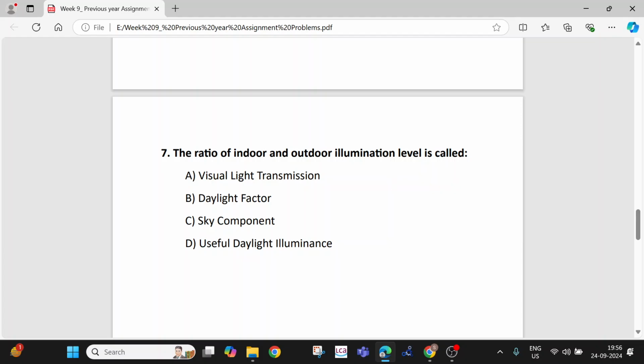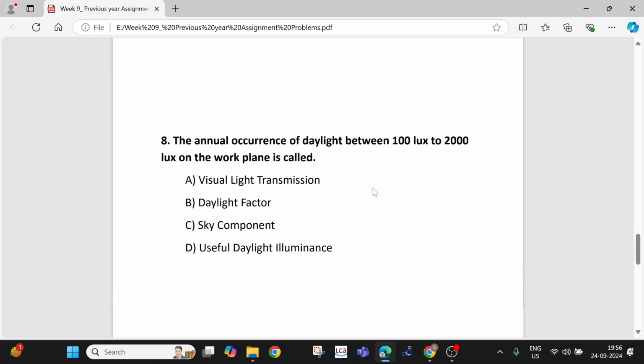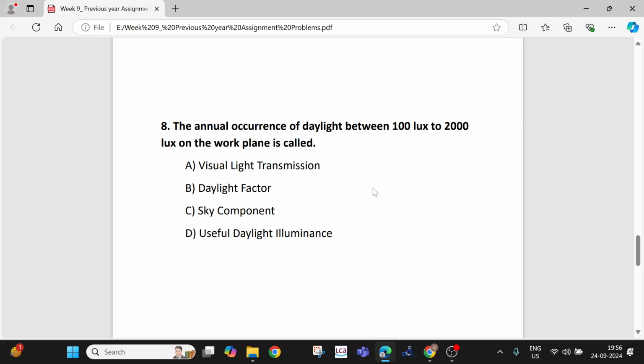So let's move to the eighth question. Here is the eighth question. Useful daylight illuminance. Option D, UDI. Correct? Yes, sir. Okay. Daylight. So option D is not the right answer.